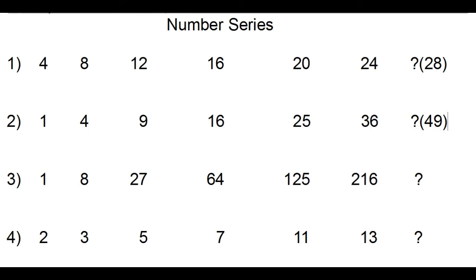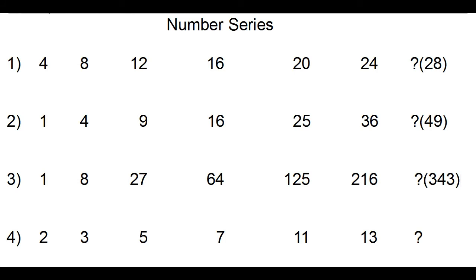Likewise, if you observe example 6 here, the series is 1, 8, 27, 64, 125, 216. So what do you observe? These are all perfect cubes of natural numbers again. 1 is 1 cube, 8 is 2 cube, this is 3 cube, 4 cube, 5 cube and 216 is 6 cube. So it is obvious that the next one has to be 7 cube, or that is nothing but 343. So question mark should be replaced with 343.